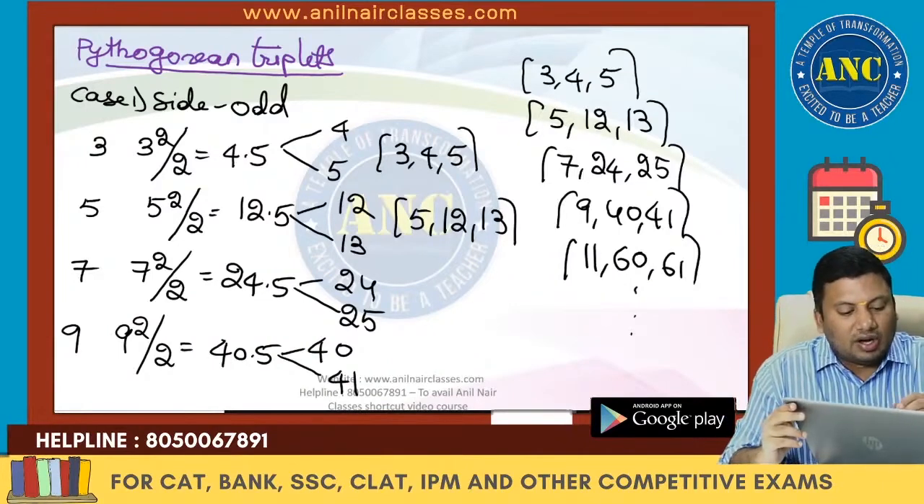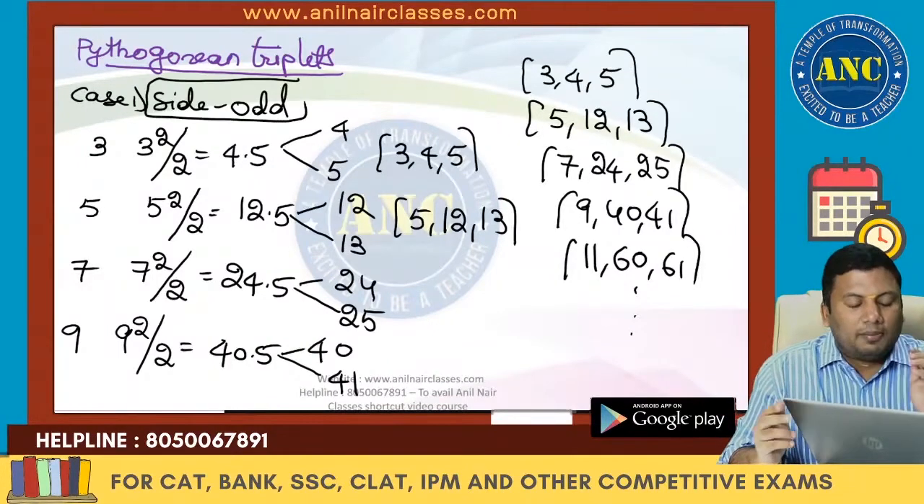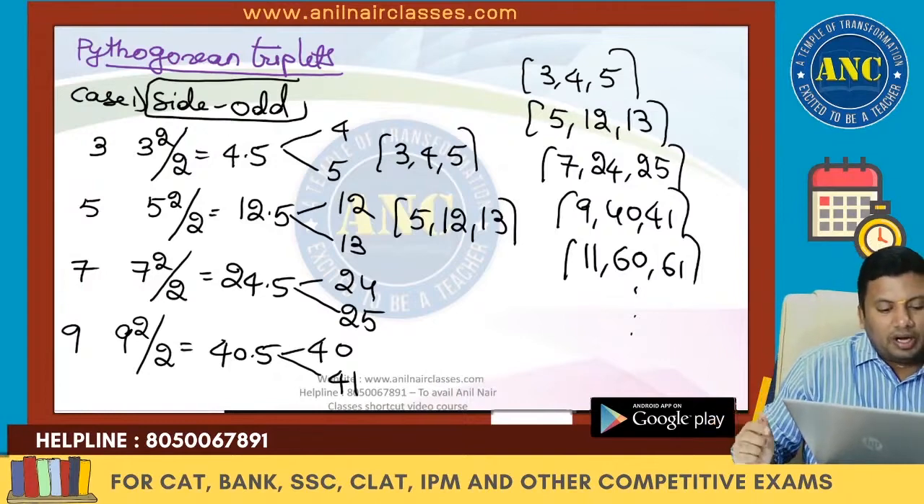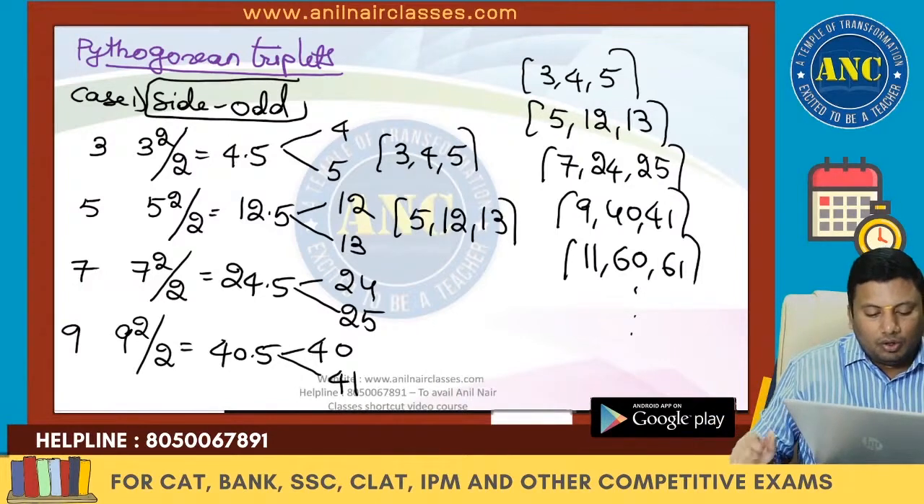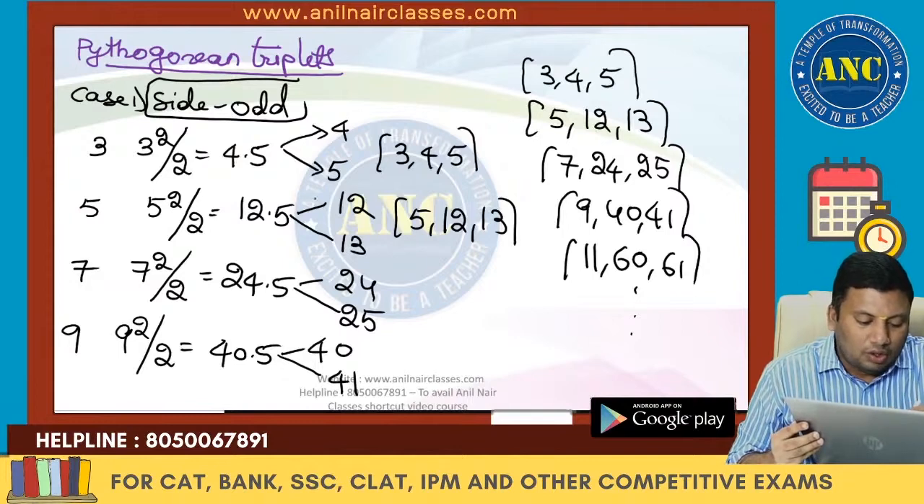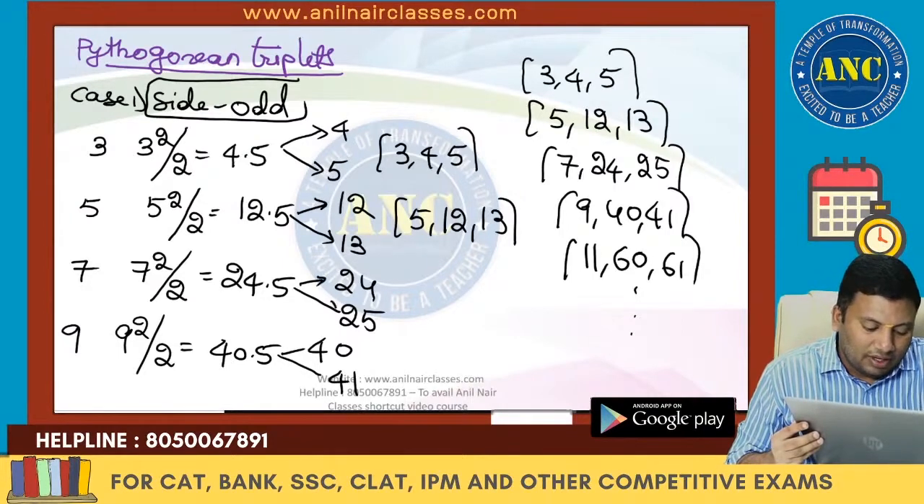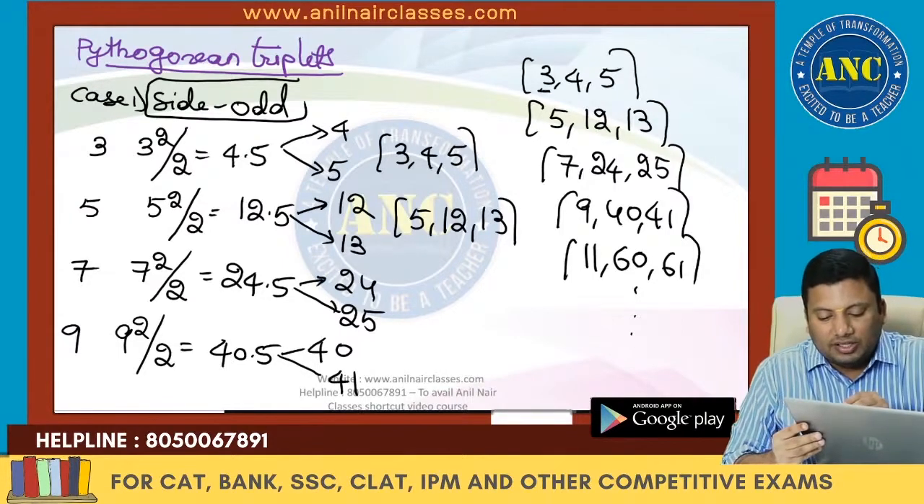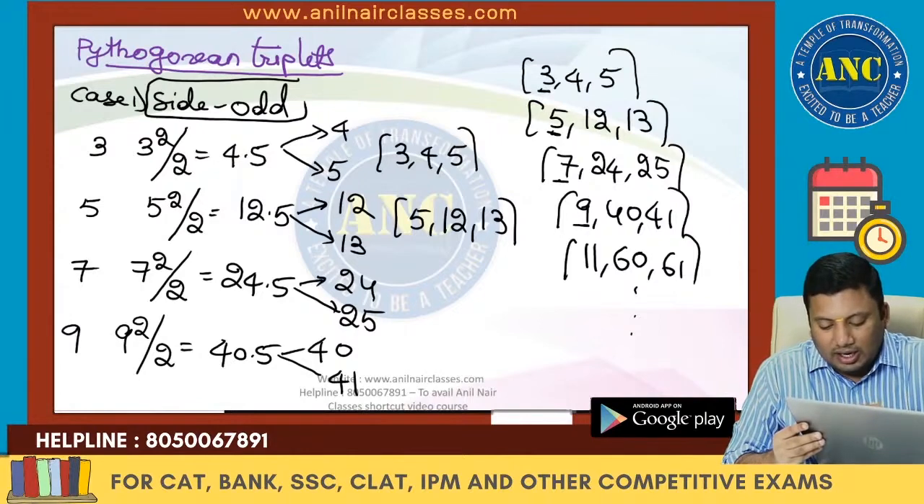If the side is an odd number, square it and divide by 2. Do plus or minus 0.5. You will get all the Pythagorean triplets where the lowest side is an odd number.